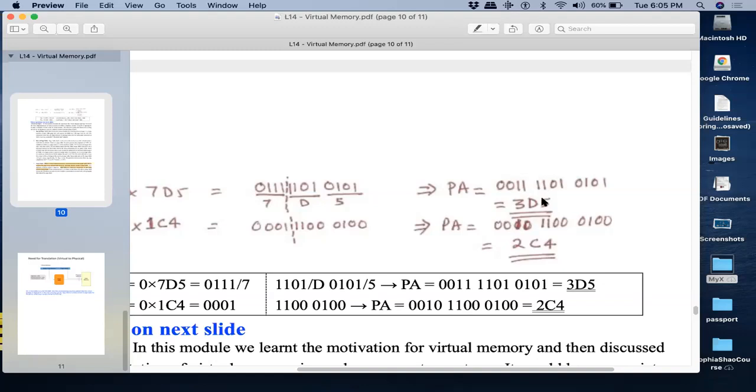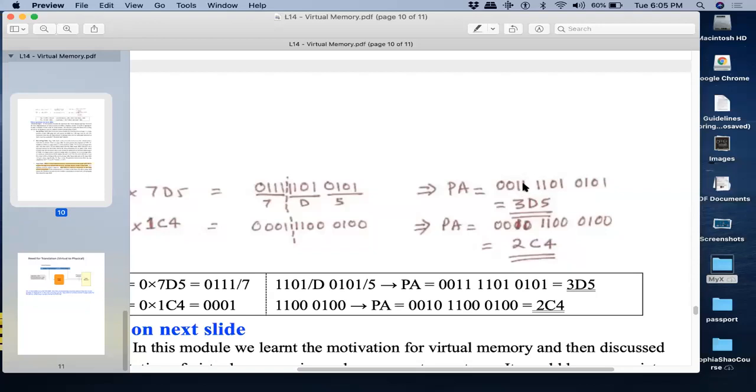Now, if you have to convert it to hexadecimal, you have to append 2 more zeros in the beginning so that the sequence is 3D5. So the D5 still remains, the lower 8 bits. The 3 bit header, which is the page entry, is now converted to 2 bits, which is 1-1.